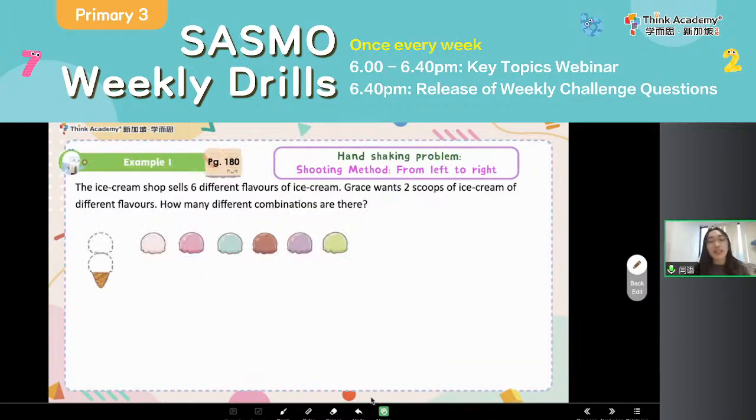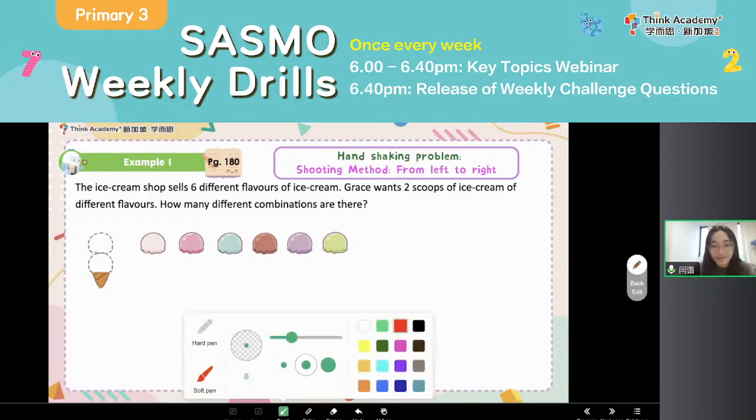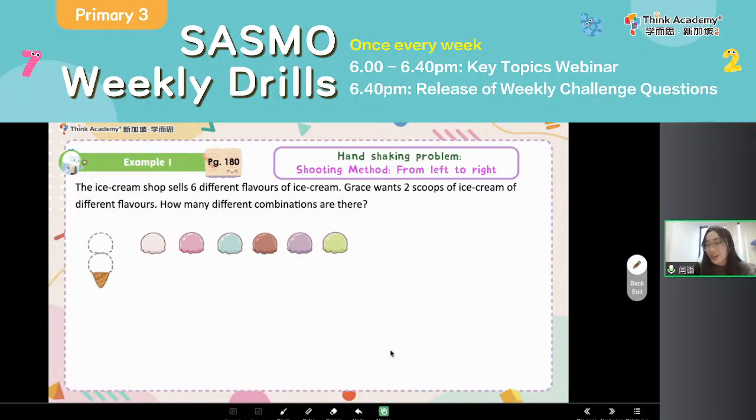And then following this, move on to example 1. Everyone, if you have the book, please turn to page 180. Quickly, I give you 5 seconds. Turn to page 180. So actually this question is quite similar to the handshaking problem.